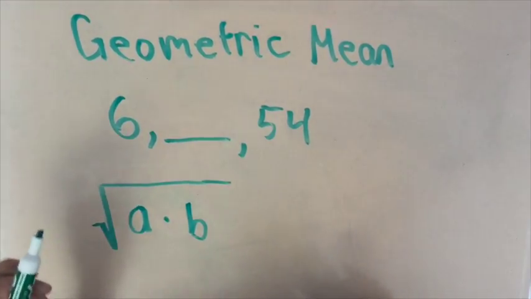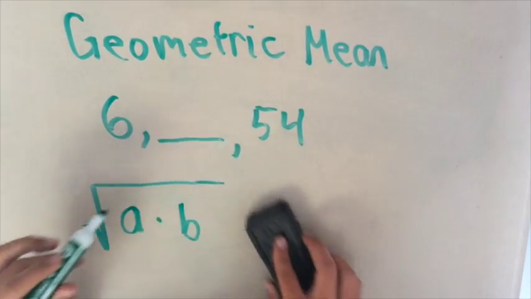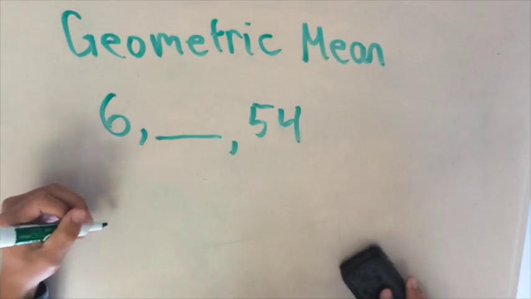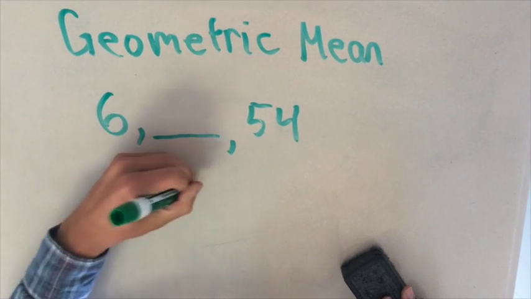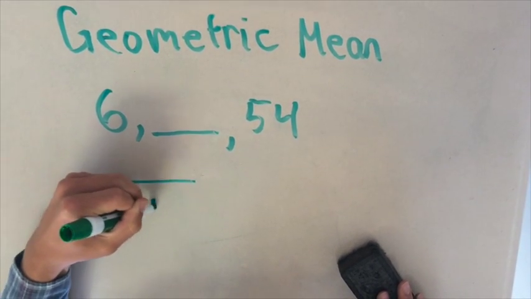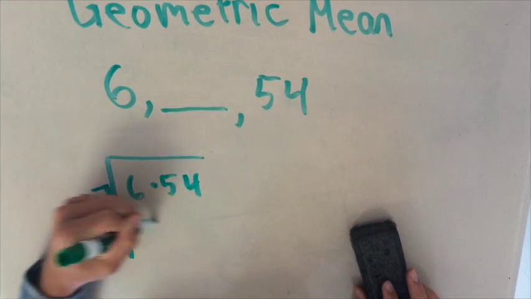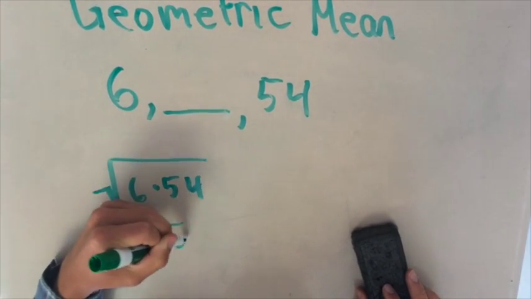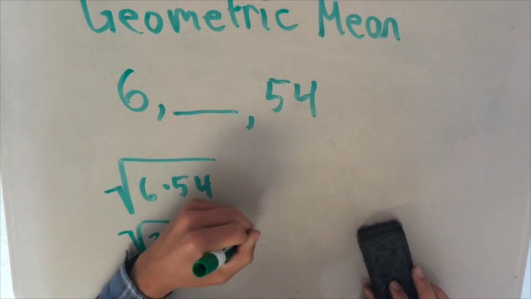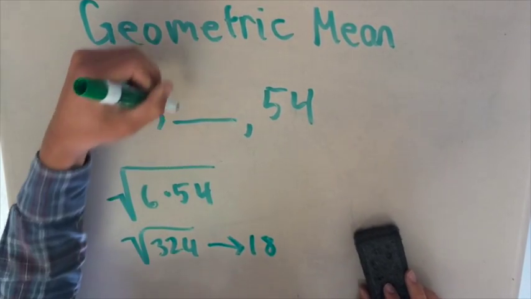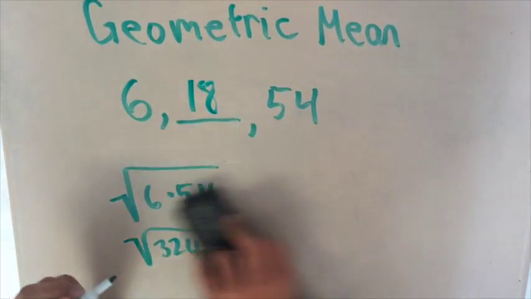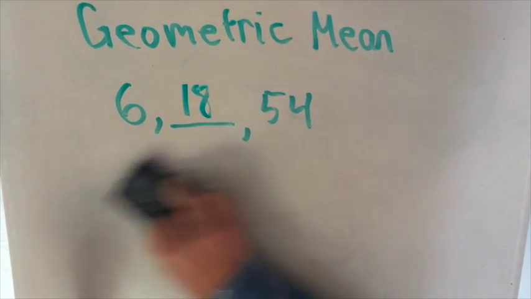You're going to multiply these and take the square root of that. So in order to do this with 6, blank, 54, we'll take the square root of 6 times 54, and this is going to equal 324, and the square root of 324 is 18, so that's going to go right here.